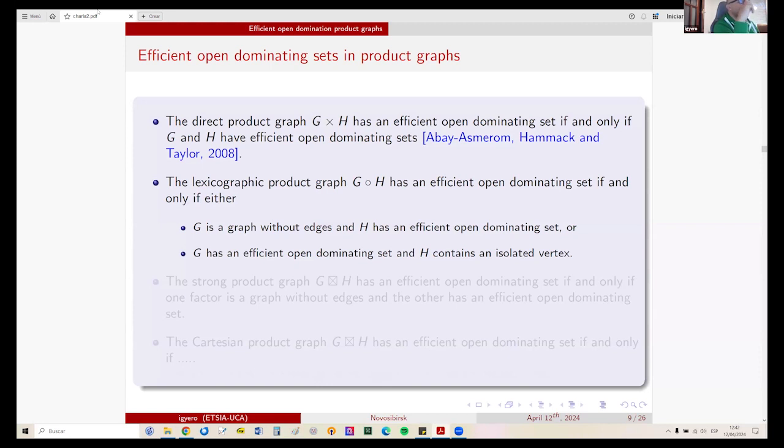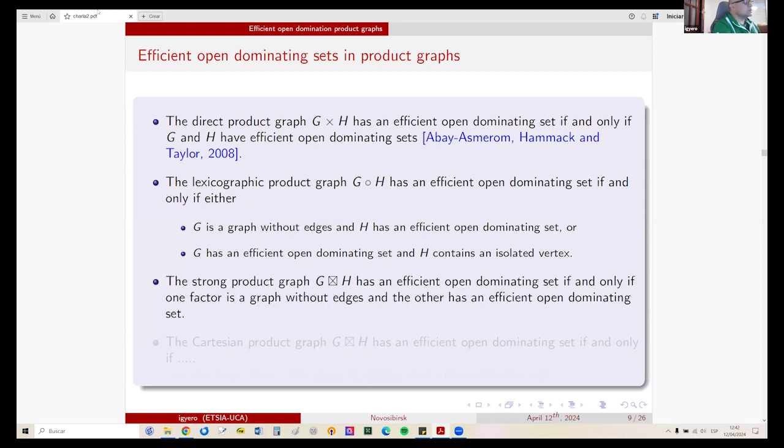If it is the case, then I just consider this isolated vertex in H. Since it is isolated, there are no neighbors in the same copy, so this vertex will dominate all the vertices in the remaining copies of G, since G has an efficient open dominating set, and everything goes more or less easy. So the lexicographic case was easy also, and the strong product also more or less easy.